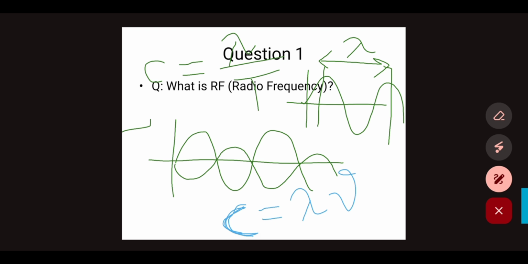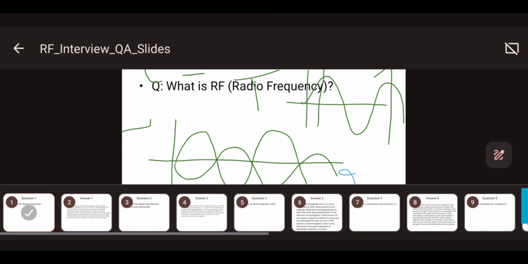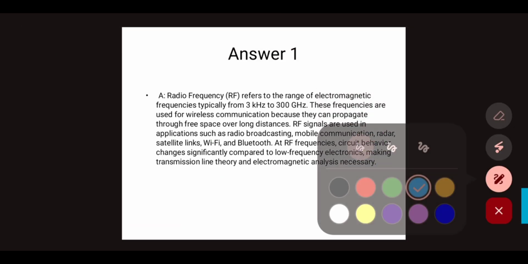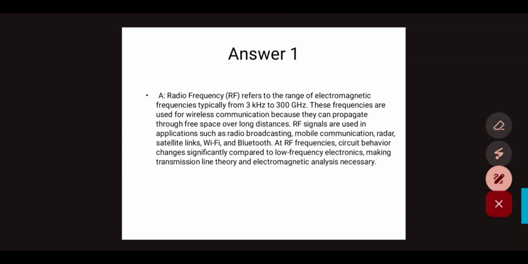So what is RF? RF refers to the range of electromagnetic frequencies from this to this. These frequencies are used for wireless communication because they can travel through free space over long distances. And one more important thing is, radio frequencies do not require any medium. They can travel in the vacuum or free space.